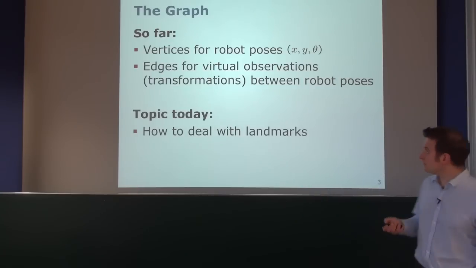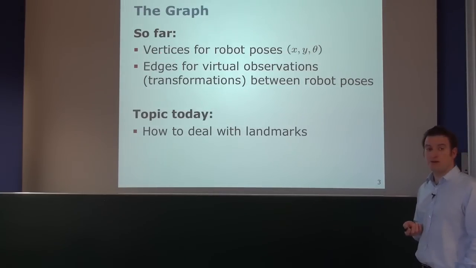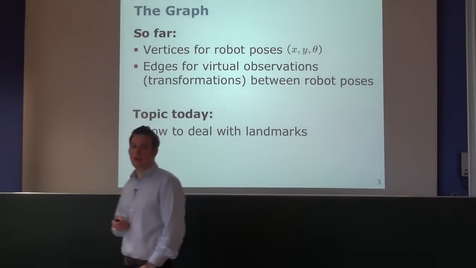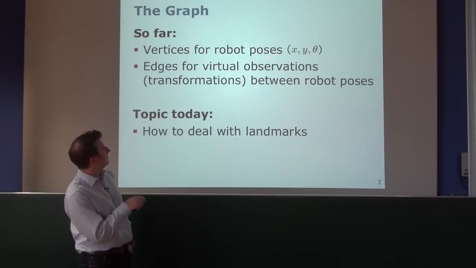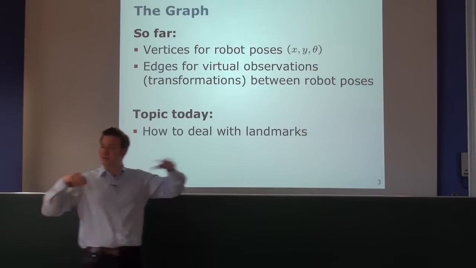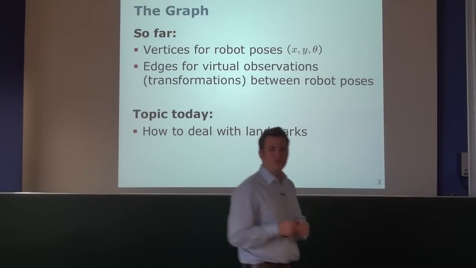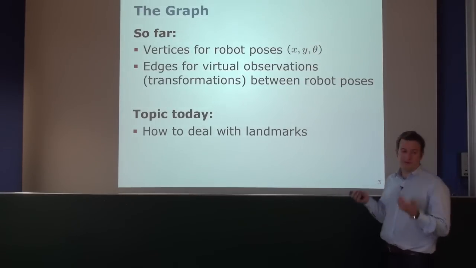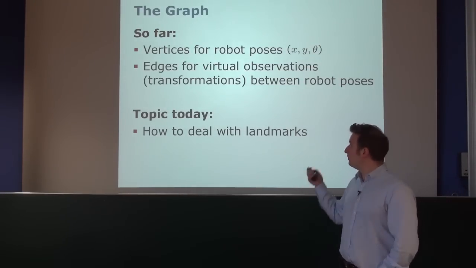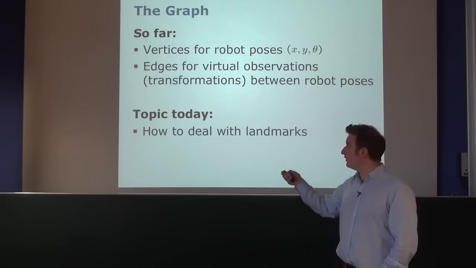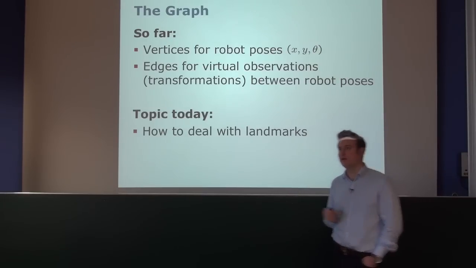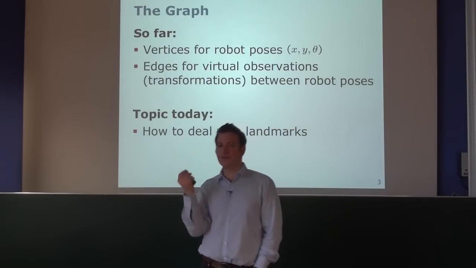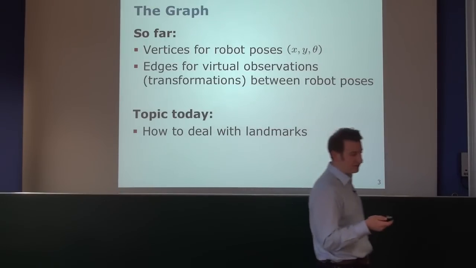So far in my framework, we had these vertices, or the nodes in the graph, which were just robot poses, so x, y, and its heading theta. That was what we had so far. And we had these virtual observations or transformations, which boiled down to rigid body transformations between nodes, or between poses the robot has been. And today the question is how to deal with landmarks. And we will do that by adding new vertices and adding new edges to our graph that represent features, and then we can also optimize. Through the optimization, we also change the location of the features in the environment.